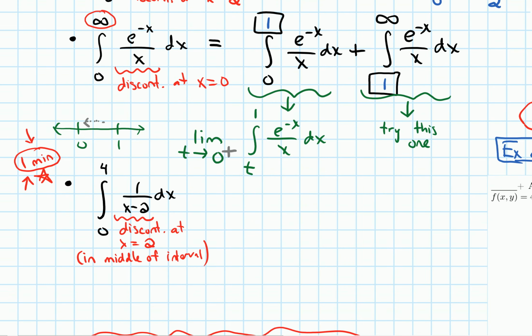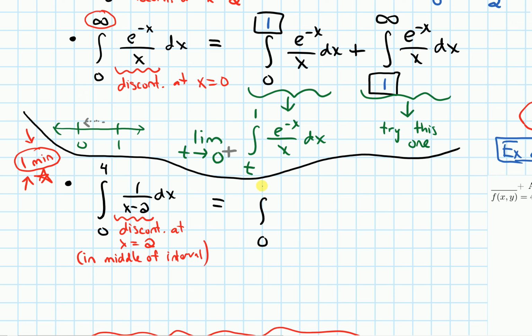When it's discontinuous in the middle, I also need to split it up into two pieces. So I'm going to put a little dividing line here. One integral goes from 0 to that place where it's discontinuous, 2, of 1 over x minus 2 dx, plus the next integral, which starts at 2 and goes to 4 of 1 over x minus 2 dx. And that would be how I set it up.